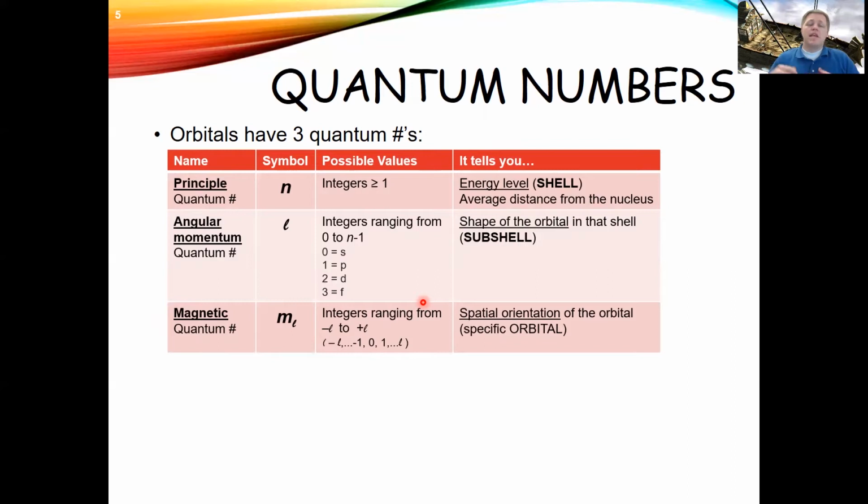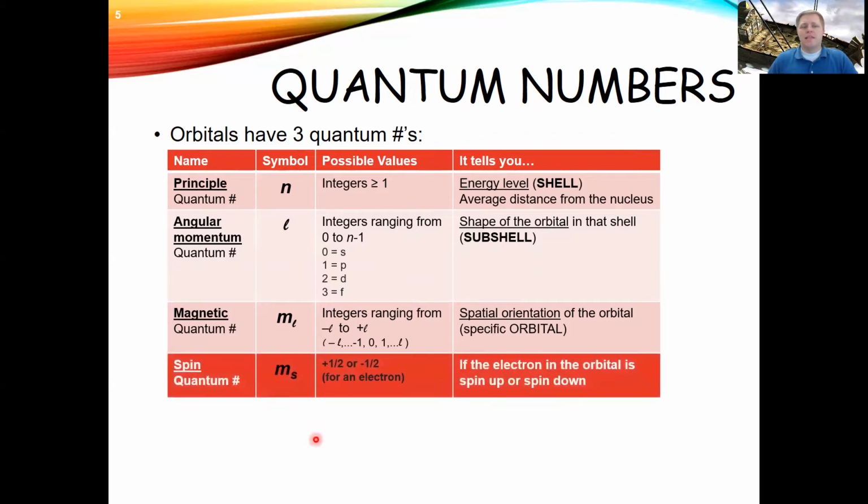So for example, if N equals 3, then L can equal 0, 1, or 2. If L equals 2, then M sub L can equal -2, -1, 0, 1, or 2. And so the M sub L describes the way your orbital is arranged in space. And then finally, after that, we have our M sub S. And this is actually our spin quantum number. And this actually refers to the electron itself. And M sub S can have a +1/2 or a -1/2 value.